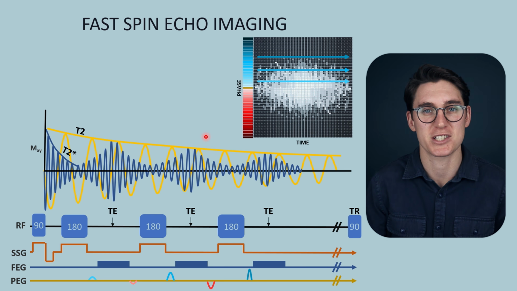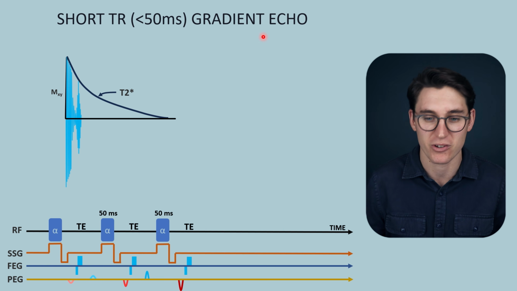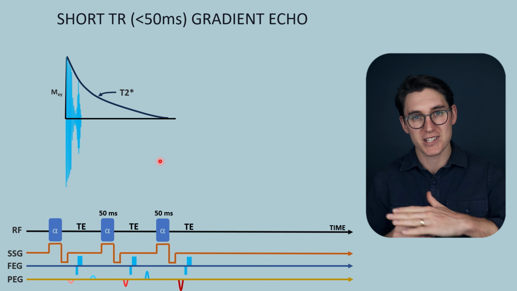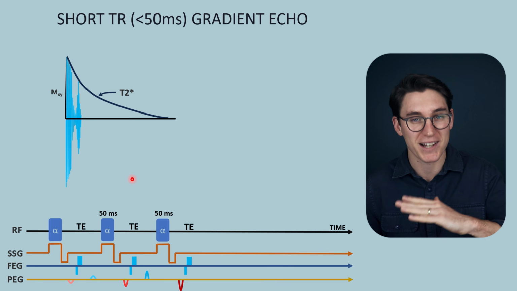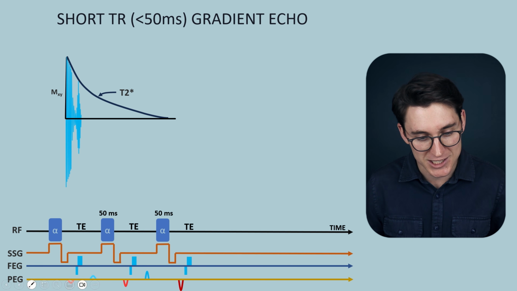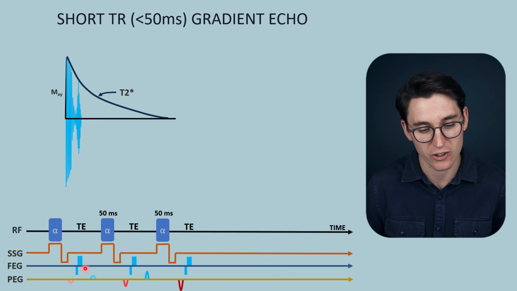The next type of fast imaging that we've looked at is what's known as short TR gradient echo imaging, or rapid gradient echo imaging. We apply a radiofrequency pulse that flips spins a certain degree into the transverse plane, or flips the net magnetization a certain degree into the transverse plane. We apply a specific degree of phase encoding gradient, and then we apply our frequency encoding gradient.